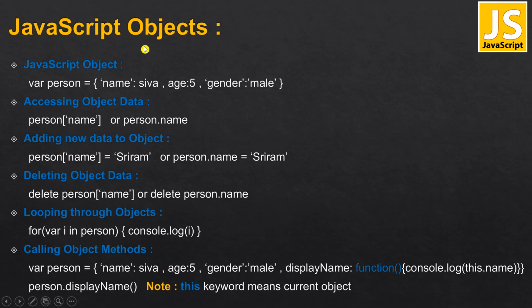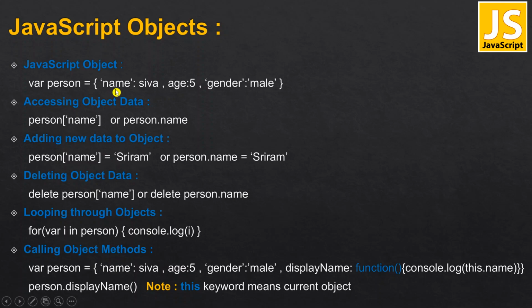In this class we will discuss JavaScript objects, friends. So how to initialize a JavaScript object? It's simple. A JavaScript object contains name value pairs separated by commas, like shown here. The name and its value, and the name and its value, otherwise called key value pairs. This is the key, this is the value, this is the key, this is the value, like that. And the whole set of key value pairs is enclosed with curly braces, friends.